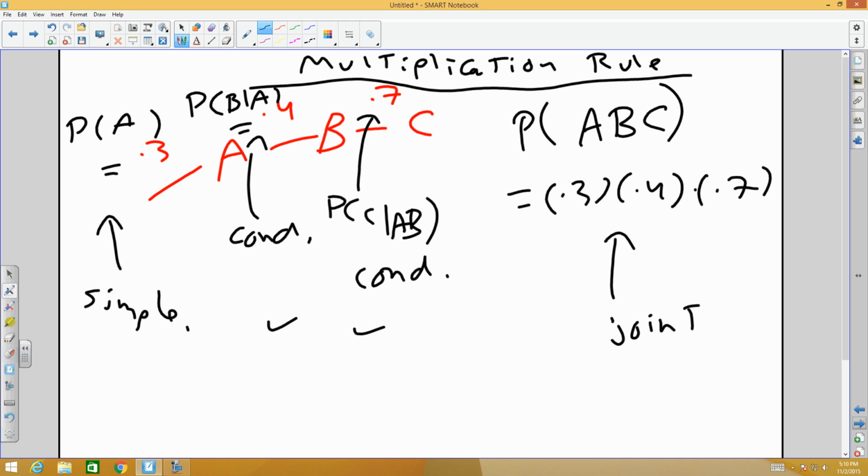Suppose A is the probability of rain. The probability it will rain today is 0.3. And B is the probability that you will get the full mark in the quiz. And then C is the probability that you will go to the movie tonight. So what is the probability all of them will happen at the same time?